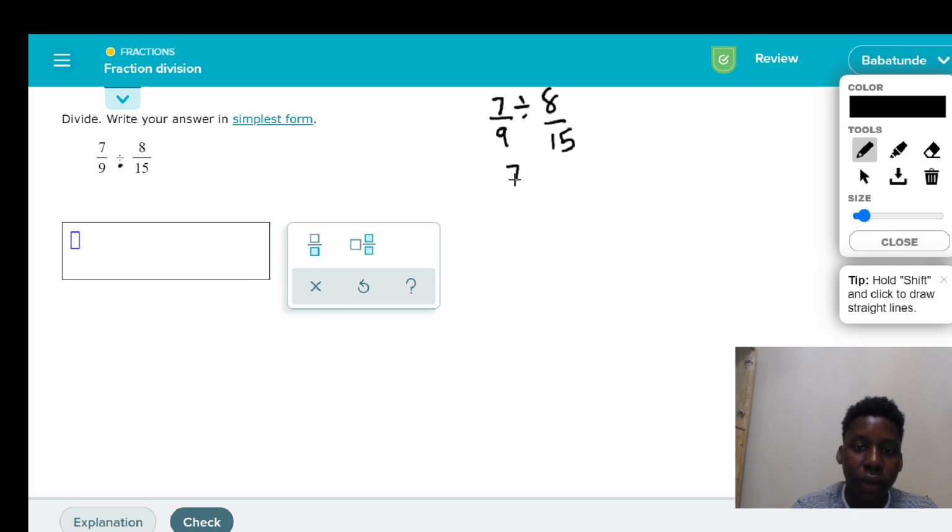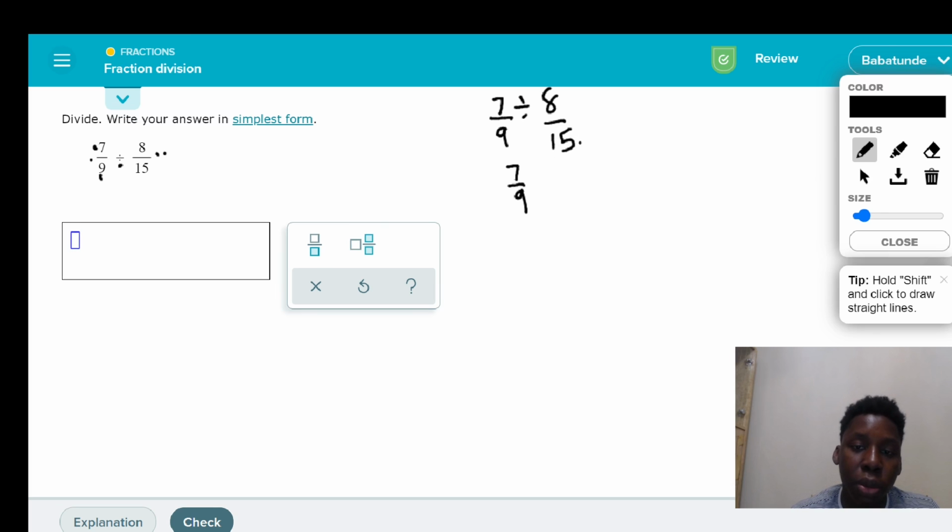So this is 7/9, and for us to change this to a multiplication, we have to find the reciprocal of the fraction. Fractions are numbers that have a numerator and a denominator. 7/9 is a fraction, 8/15 is a fraction, because they have a top number and a bottom number. To know which fraction to reciprocate, we look at the number behind the division sign. In this case, the number behind the division sign is 8/15, so we have to reciprocate that.